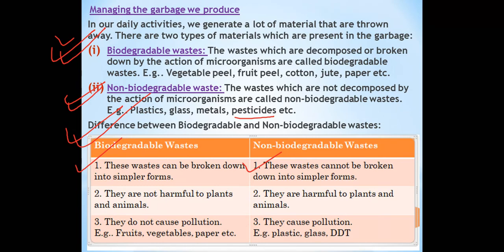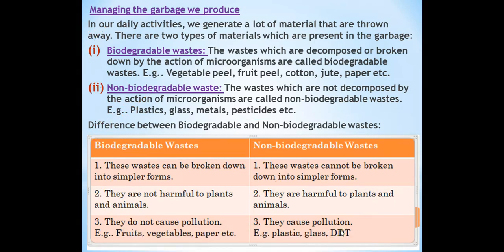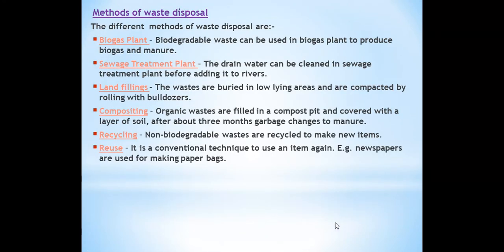Biodegradable wastes are not harmful to plants and animals, but non-biodegradable waste is harmful to plants and animals. They do not cause pollution. Example, fruits, vegetable, and paper. Non-biodegradable wastes cause pollution. Example, plastic, glass, and DDT. So that's all about biodegradable and non-biodegradable waste. And the last part of this chapter is methods of waste disposal.